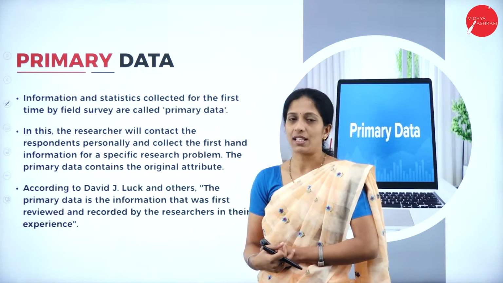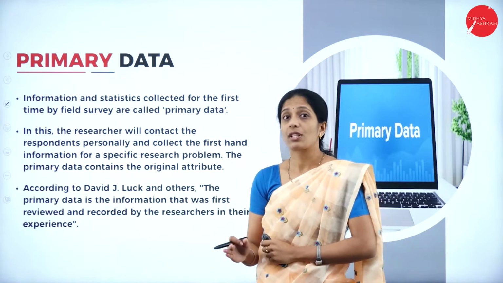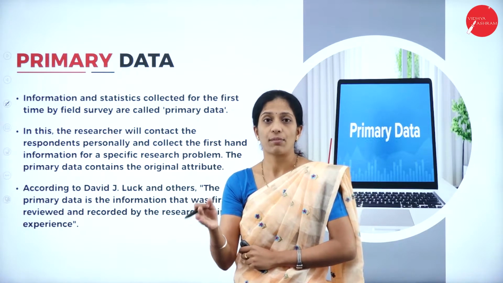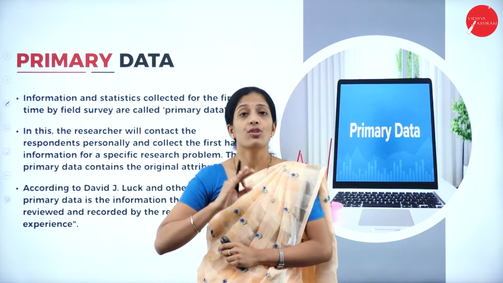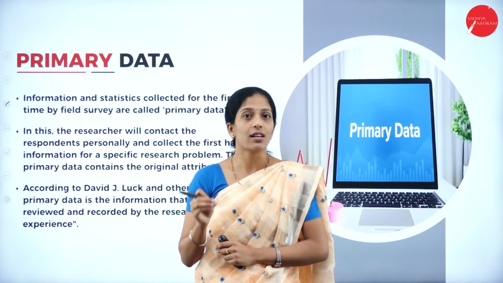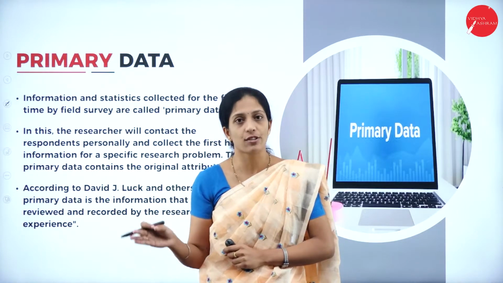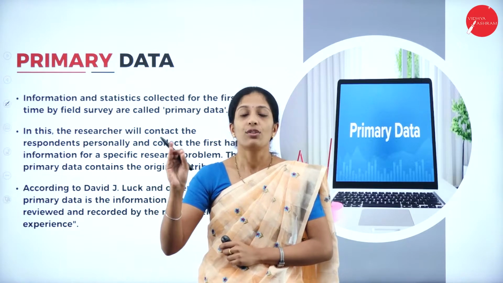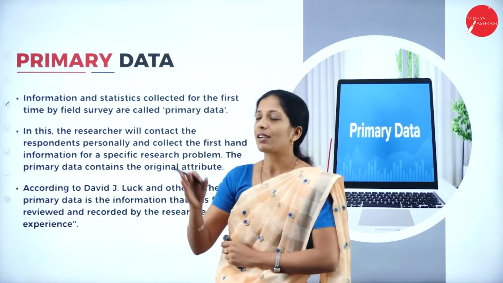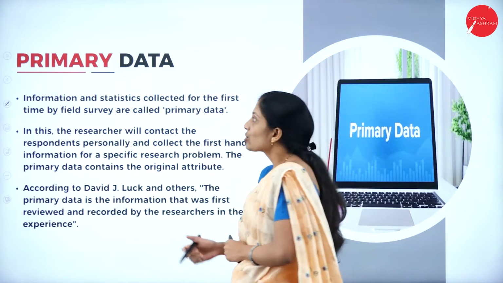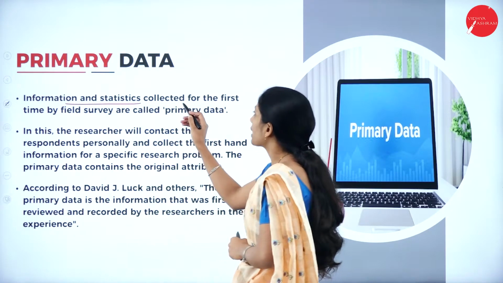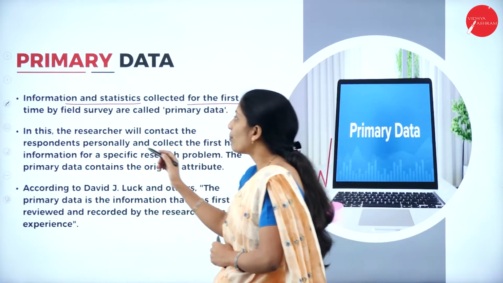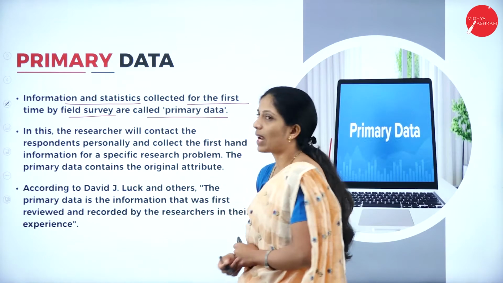Now what do you mean by primary data? I have already told you. These are the data or information which is collected by the researcher for the first time. So it is also called as raw data, which has not been published anywhere, or the researcher will not get information from any other sources under primary data, because he has to collect himself through primary sources. So they are termed as what? Primary data. So the information and statistics collected for the first time. So it is collected by the researcher for the first time by field survey are called as primary data.